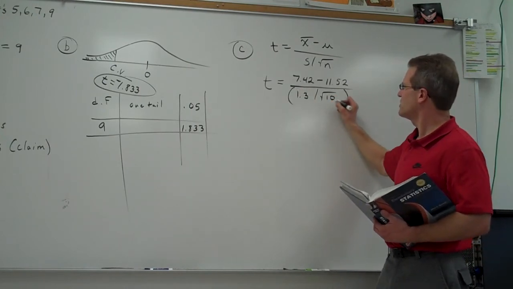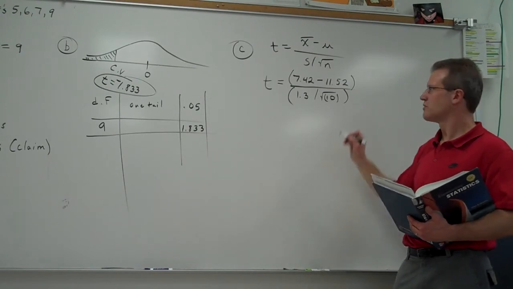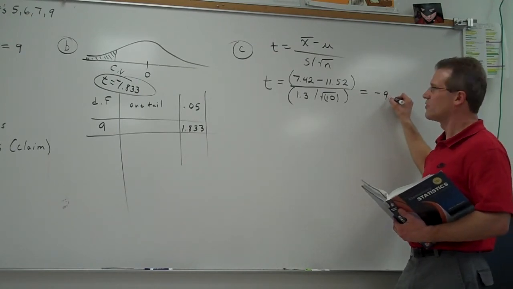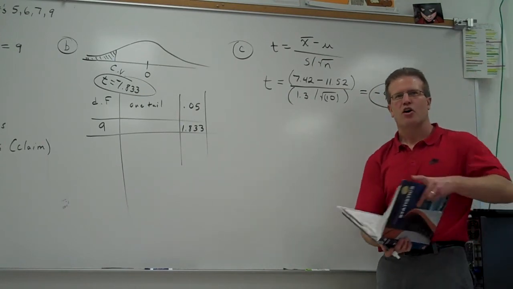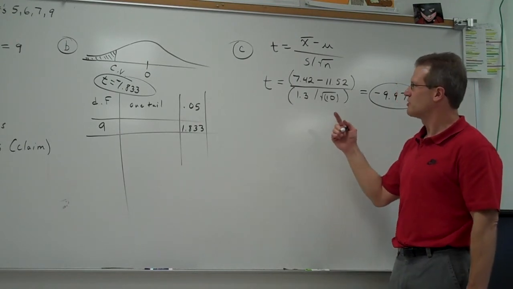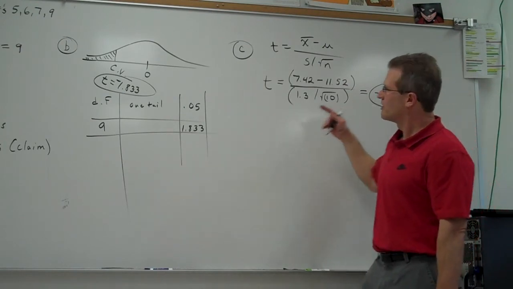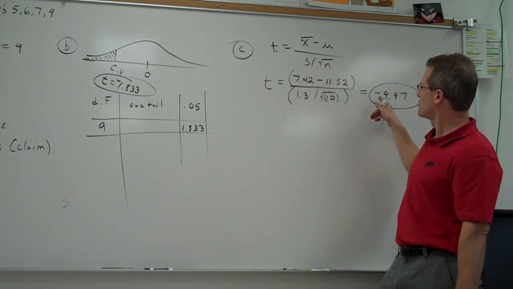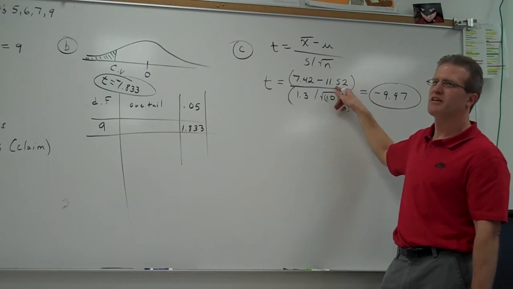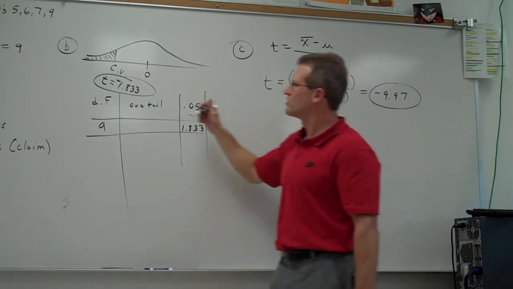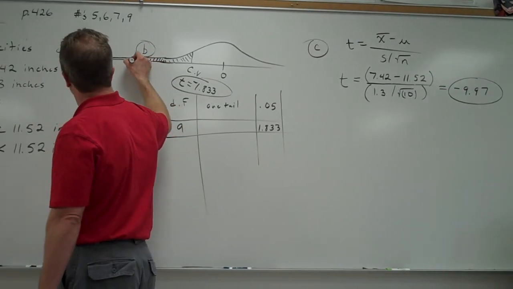Make sure you put parentheses around everything like that. Anyone tell me what that comes out to? Negative 9.97. Wow, that means it's almost 10 standard deviations, or actually they're called standard errors of the mean, but similar to a standard deviation. 7.42 is almost 10 standard deviations to the left of 11.52. Or 10 standard errors is the correct way to say it. So we're way out here in the left tail.